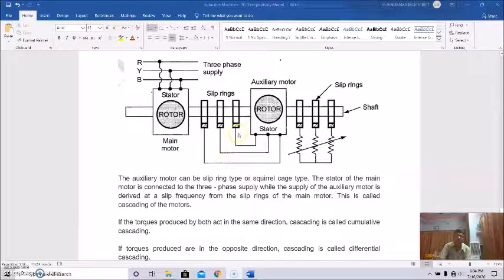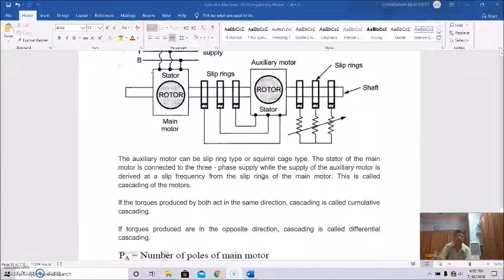That is why this is called cascading of the two motors. If the torques produced by both act in the same direction, then the cascading is called cumulative cascading or additive cascading. And if the torques are in opposite directions, then the cascading is called differential cascading.